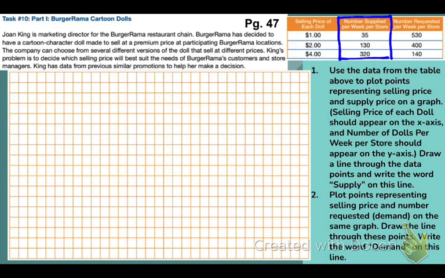So number 1 says, use the data from the table above to plot points representing the selling price. That's the first column, the selling price. And the supply price, which we said is our second column. And we want to put that on a graph. It tells us the selling price should appear on the x-axis. So our x values are the selling price. So we can say those are our x's. And the number of dolls per week per store should be on the y-axis. So this second column is our y.